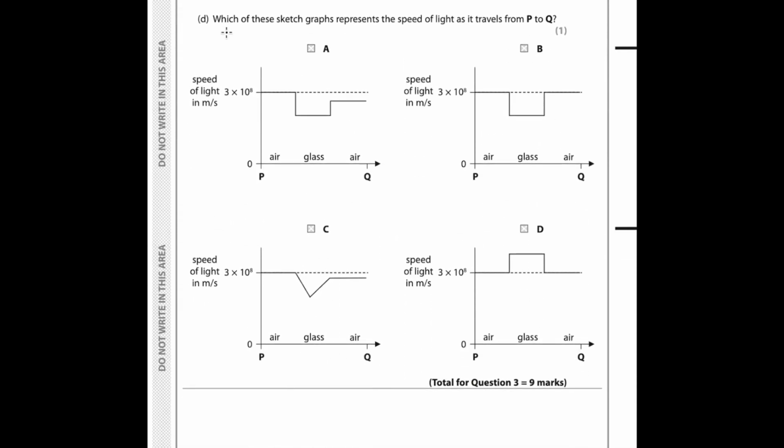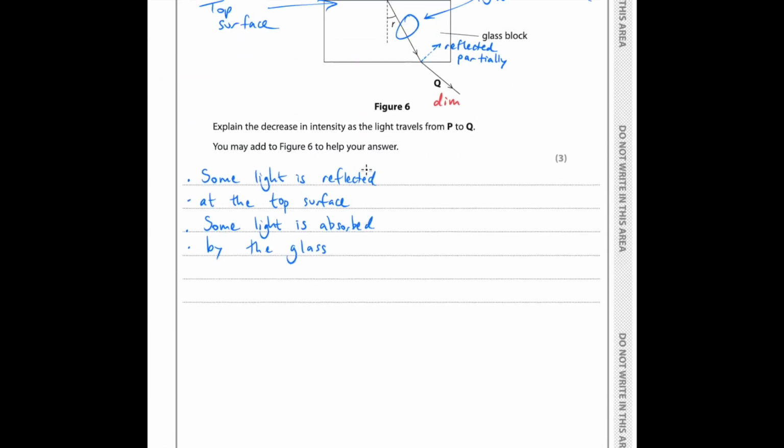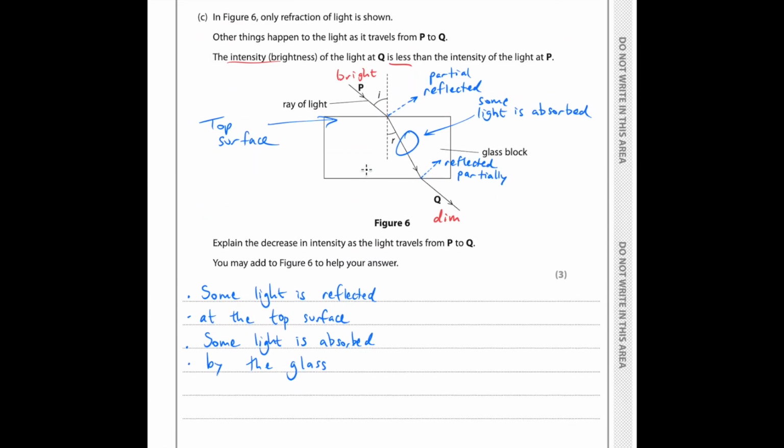Question D. Which of these sketch graphs represent the speed of light as it travels from P to Q? Right, so they've got P here and they've got Q there, and it's going from air into glass, then back into air. And we need to decide what's happening to the speeds. So if we go back up and have another little look, if we did this as a graph, that would be P there, going into Q.